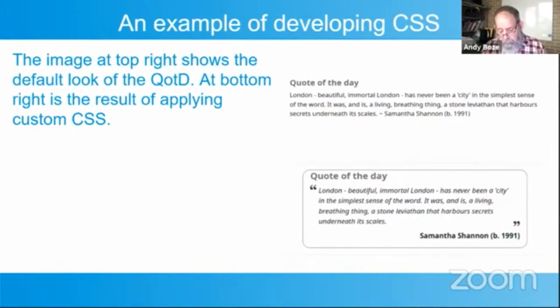In particular, we'll look at the quote of the day section as an example. Here you can see the unstyled text and then the styled text after we apply our CSS to it.